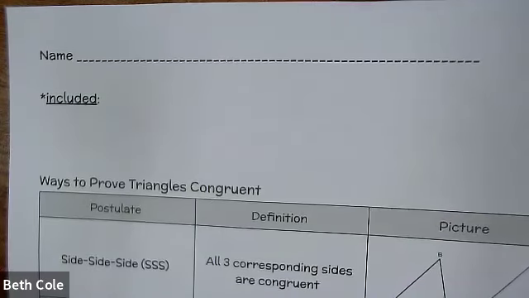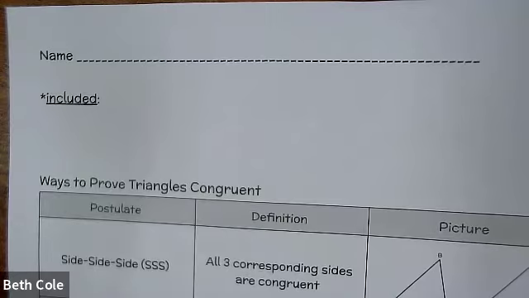Here we go. Piece of vocabulary. We're going to be looking at angle and side patterns. They're all going to be 3 letters, well, except for one of them. One of them is only 2 letters.